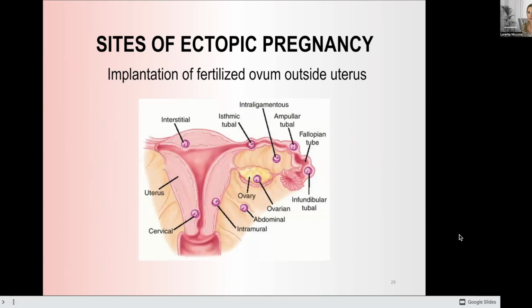So here's all the different sites that could take place of an ectopic pregnancy. It doesn't happen very often this way, but it can. Typically, the most common site is right here, the outer third of the tube, the ampullar area, because this is where conception typically occurs.